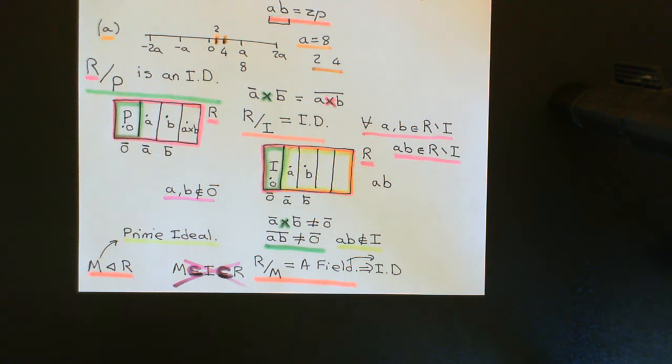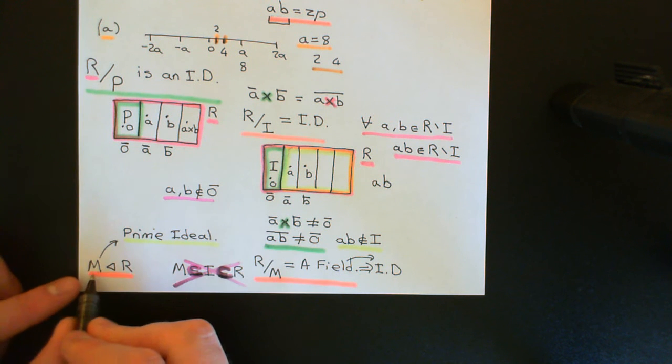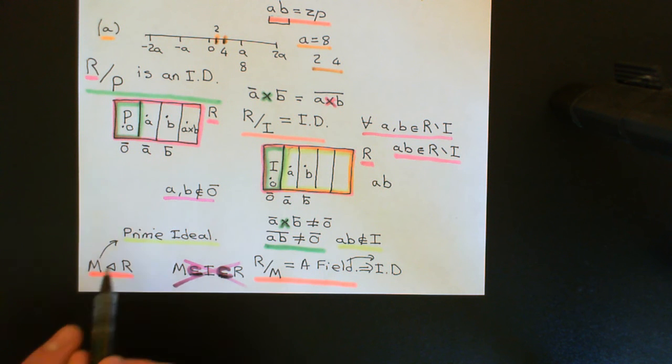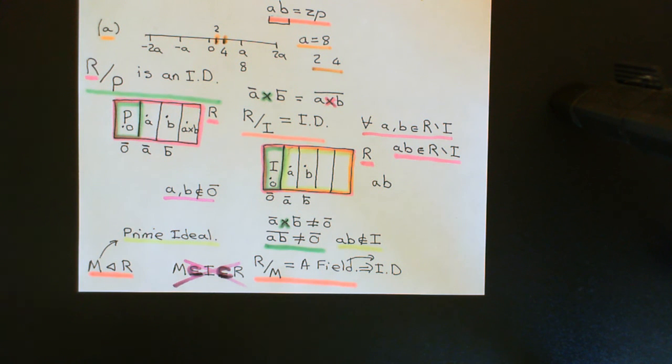It doesn't work the other way around though, that all prime ideals are maximal ideals. It works this way round: if you're a maximal ideal, you're also a prime ideal. It doesn't work that way round, that if you're a prime ideal, you're a maximal ideal. And with that, we will end this video on prime ideals.